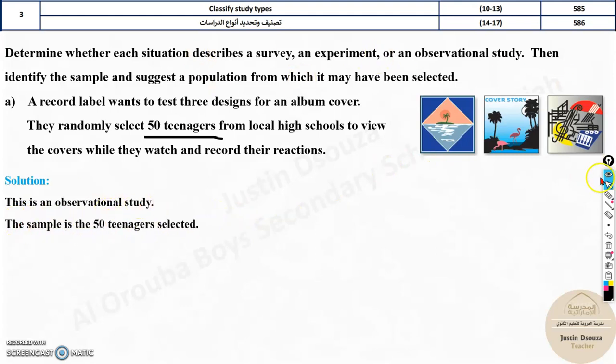The sample is the people who are selected for this. They are the 50 teenagers selected. And what is the population? All those who are about to buy this are the potential population. Population is all the possible people. But only 50 teenagers are selected out of the whole population. That's it. The main thing is this is an observational study.